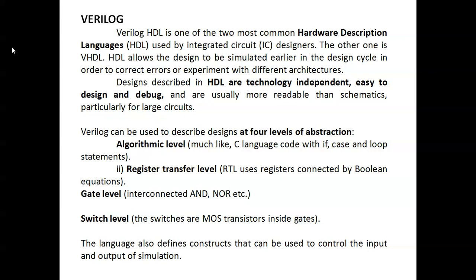Similarly, at gate level, they have AND gate, OR gate, and interconnections to complete the particular coding part. And at switch level, they use MOS transistors, so CMOS transistors are used for switch level coding. These are the levels of abstraction used for Verilog coding.